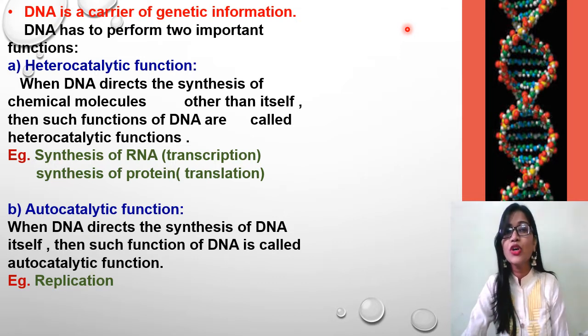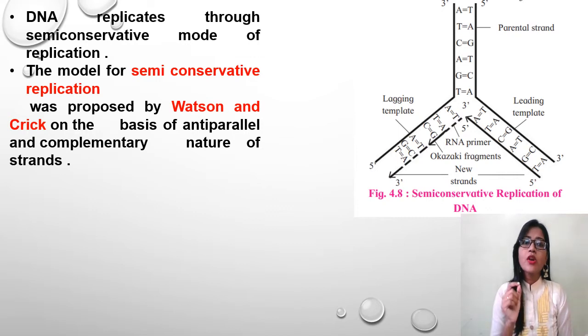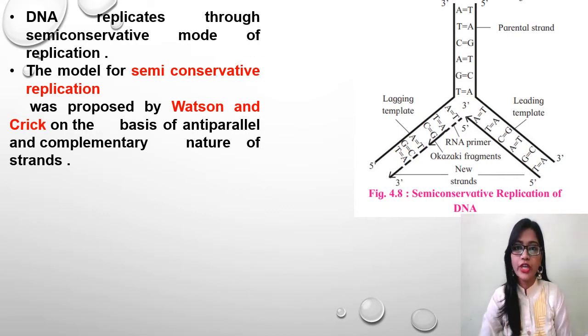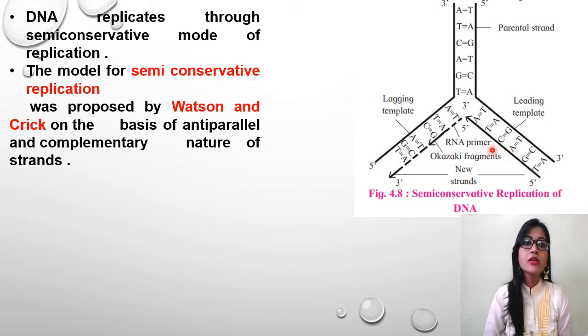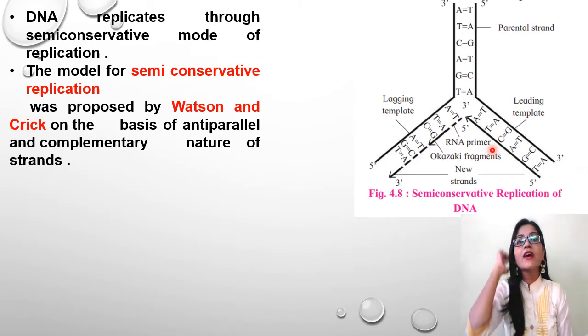So let's have a look. Let's study what DNA replication is in brief. The process by which the DNA duplicates itself is called the replication process. Through replication, it forms two identical copies of itself. In eukaryotic organisms, the replication of DNA takes place only once in the cell cycle. It occurs in the S phase.